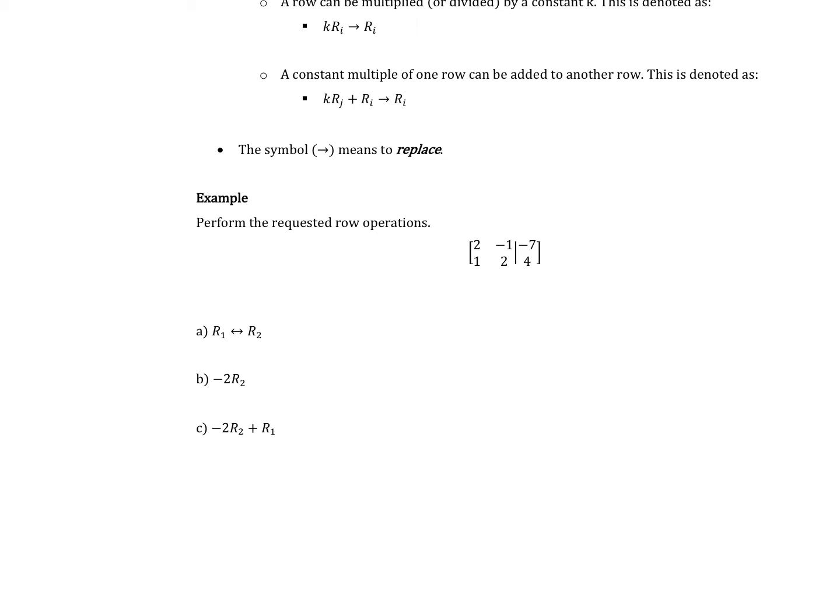The first one says to switch row 1 and row 2. That's what your first operation is. So we're going to start by writing out the augment that we already have. In the augment, I'm going to switch R1 and R2. So right now, here is row 1, here is row 2. I'm going to switch those rows first. So now I'm going to get 1, 2, 4, 2, -1, -7.